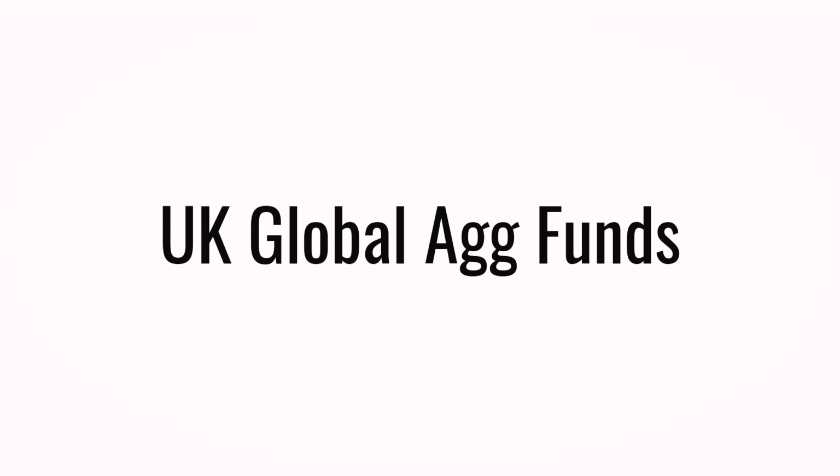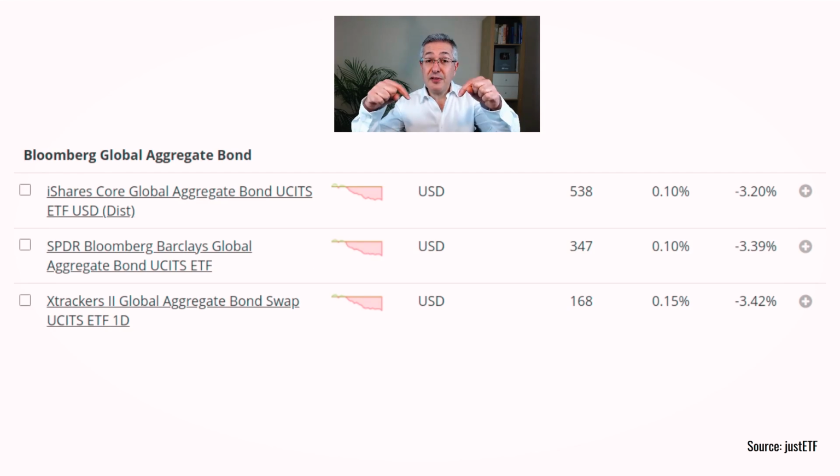So now we've got some of the background out of the way, let's look at some of the actual funds which are available for UK investors. So here are 3 global aggregate trackers which are available for UK investors.